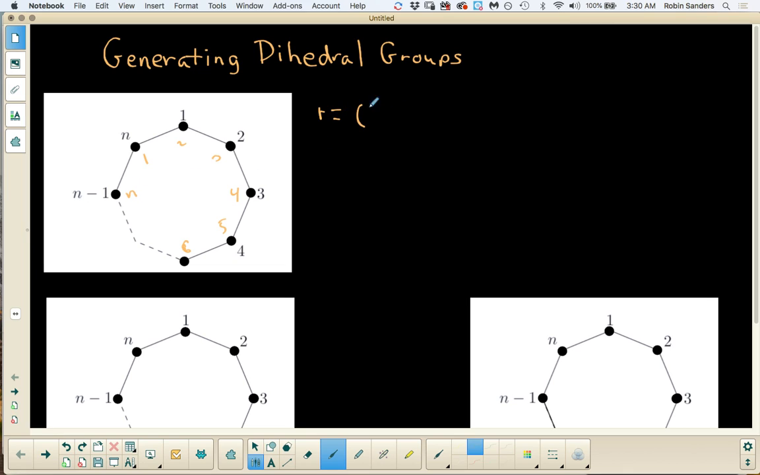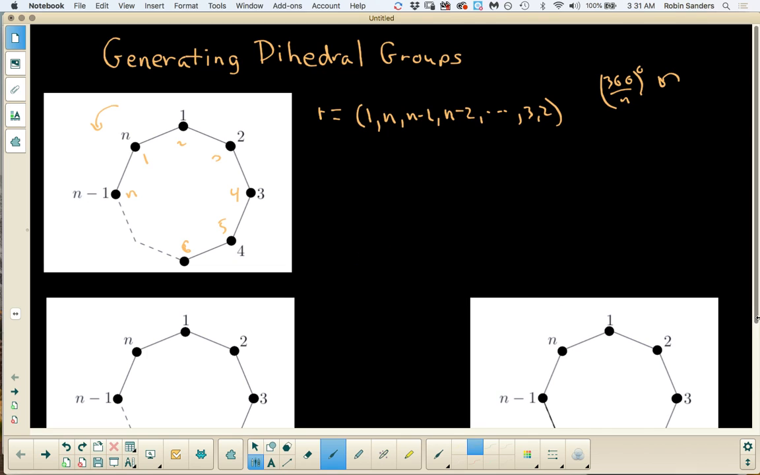And the rotation has disjoint cycle form. It's an n cycle, and it's 1 goes to n minus 1, goes to n minus 2, and all the way down to 3 goes to 2, and that closes the cycle. The rotation is a 360 divided by n degree rotation in the counterclockwise direction.